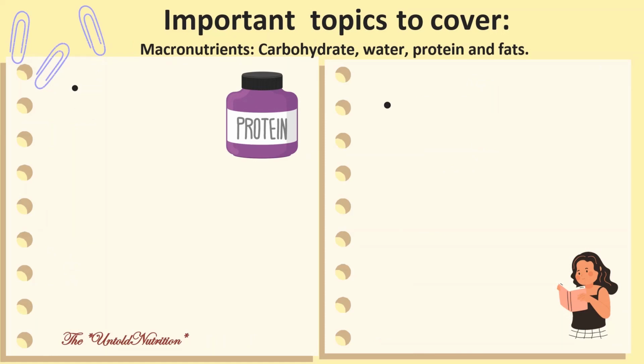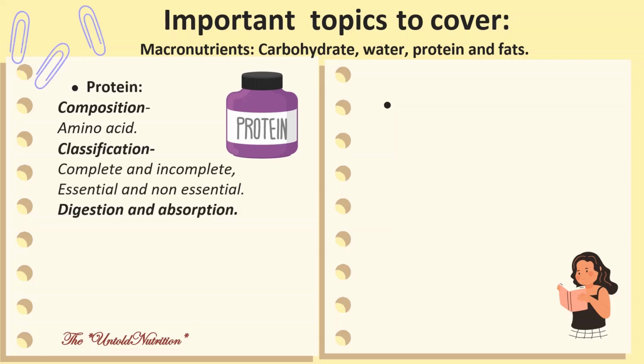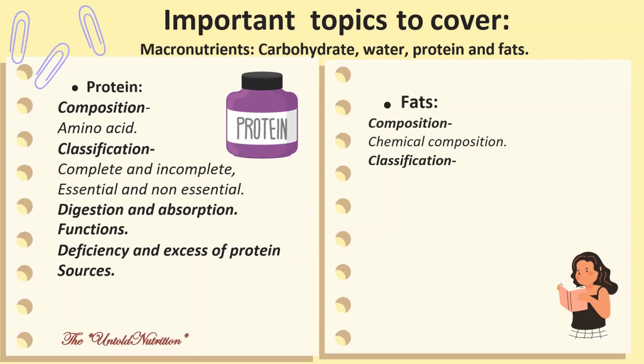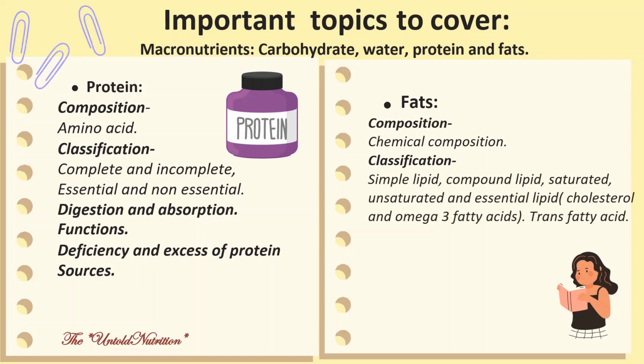Now we will move towards protein. In protein, go through composition, classification, digestion and absorption, how it takes place, functions, deficiencies, and sources. Similar for fat. Go to the composition, classification. Now hold on. Classification of fat is very important. Do it thoroughly. I have given the main terms. Go through them and try to compare them.